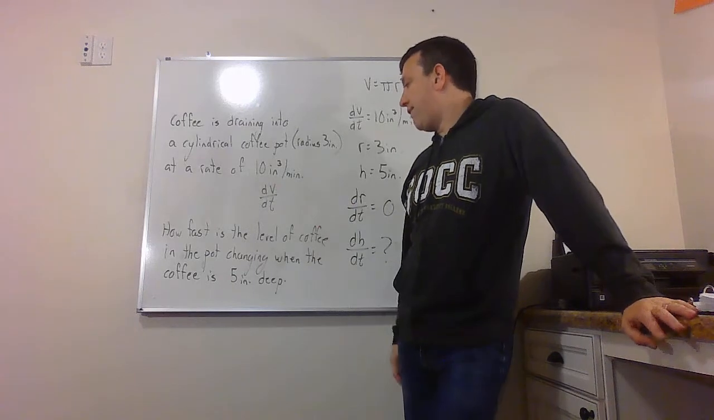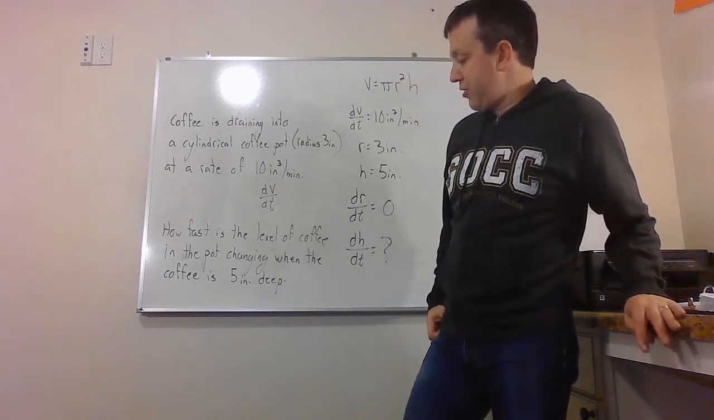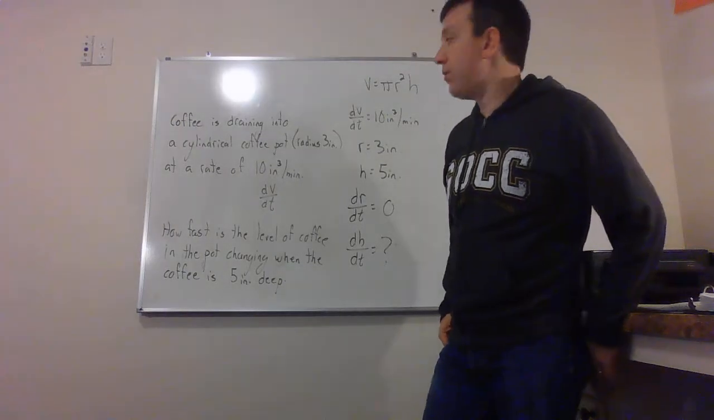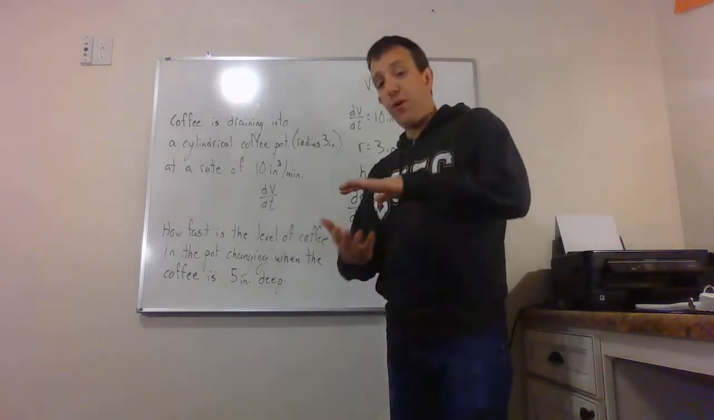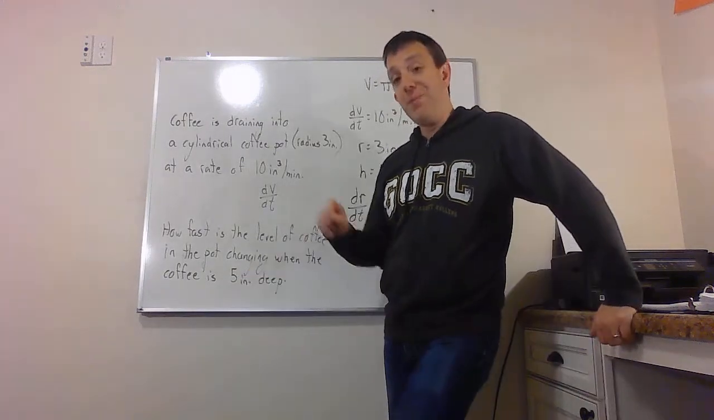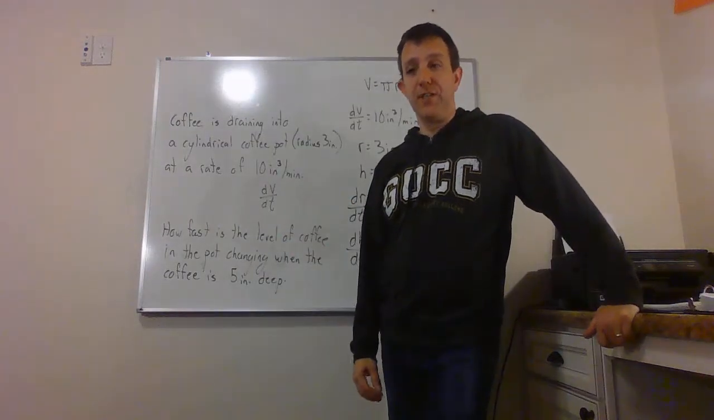The question asks, how fast is the level of coffee in the pot changing when the coffee is 5 inches deep? Okay, so it really doesn't matter here how tall our cylindrical coffee pot is. The only thing that matters is we know how deep it is when we're looking at the rate of change for this problem.